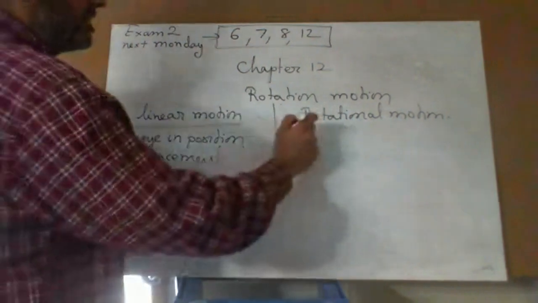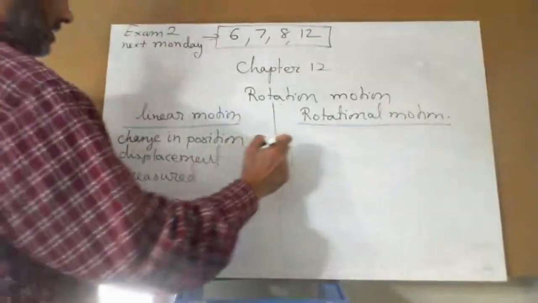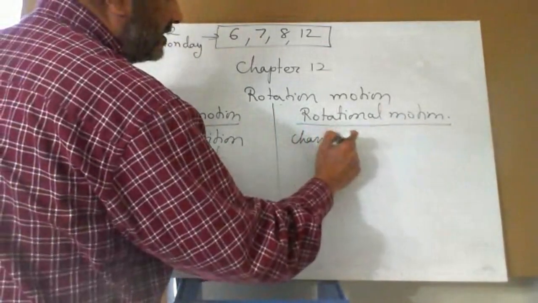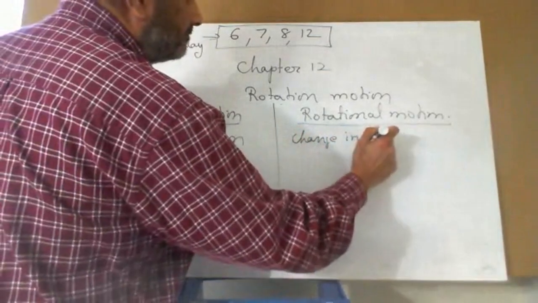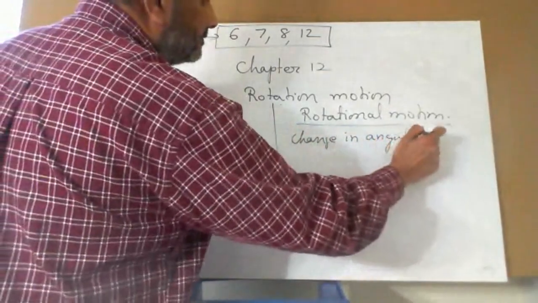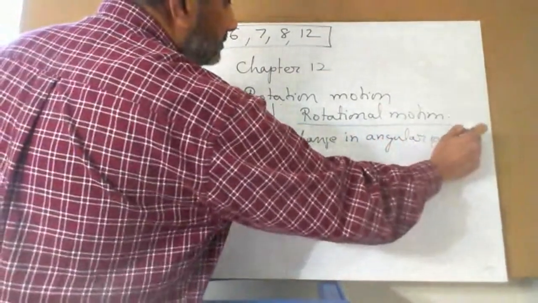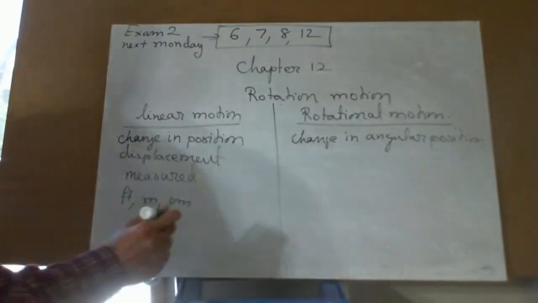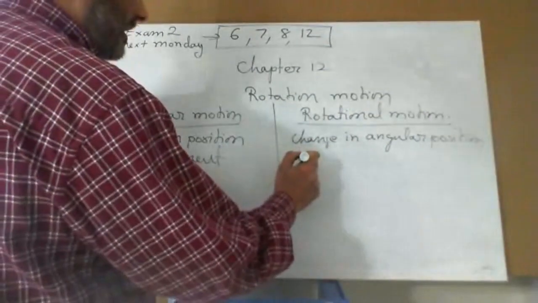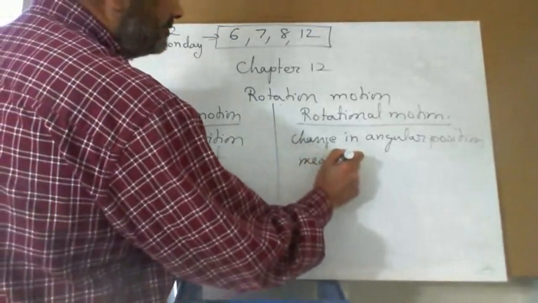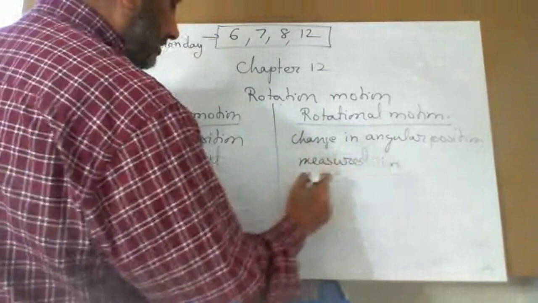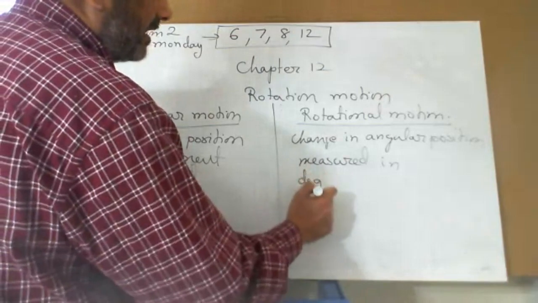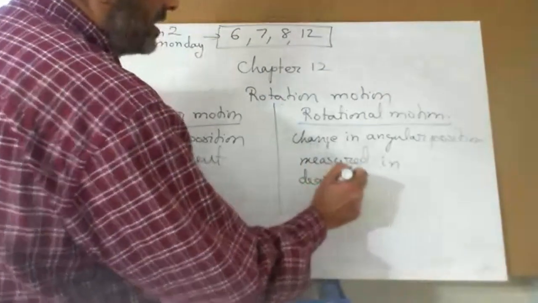This is linear motion. In rotational motion, we have something similar. We talk of change in angular position, or angular displacement, and it is measured in, okay, the units. One of them is obvious, degrees, right? So angles are measured in degrees.